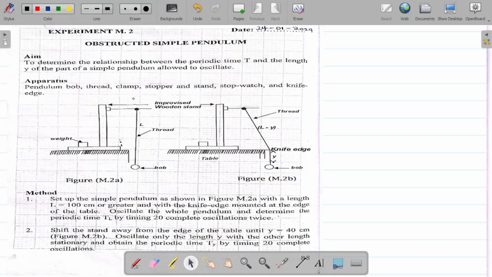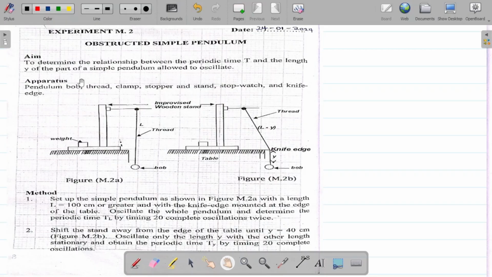For today's class, we're looking at the solution to experiment M2, which is simply the obstructed simple pendulum experiment. The aim of this experiment is to determine the relationship between the periodic time capital T and the length y of the path of a simple pendulum bulb allowed to oscillate.